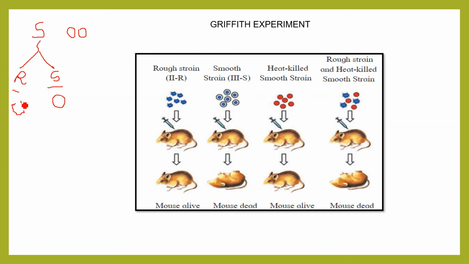Now why was this there? The reason was that the smooth strain had a covering of polysaccharide, whereas the rough strain did not have any covering or coating. When it was experimented, it was found that the R strain was avirulent. Avirulent means absence of virulence. It means it is not dangerous, whereas the S strain is virulent. It means it is dangerous and it can cause the disease.